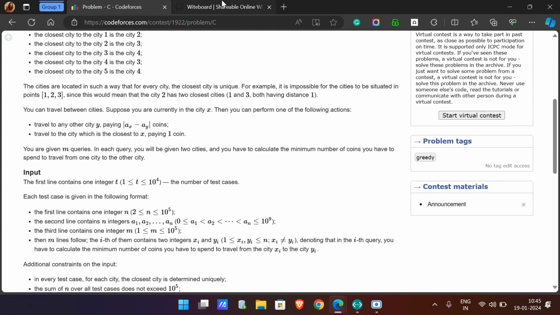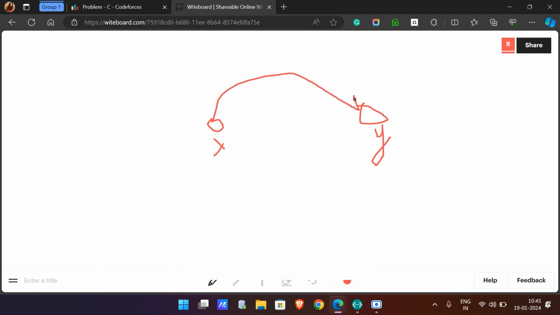So there are two conditions. If you are standing at x, then you'll be given queries: what is the minimum cost to travel from city x to y? You can travel from x to y either from front to backward or from backward to front. So x and y can be anything. Either you could be asked to calculate the cost to travel from city y to x, so you need to go from backward to front. So there are two conditions.